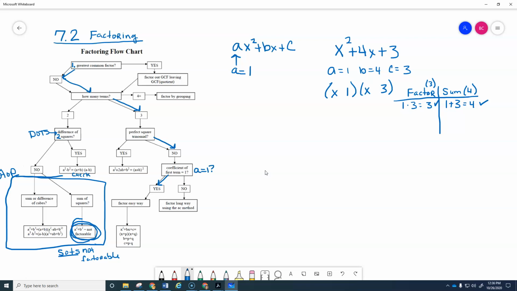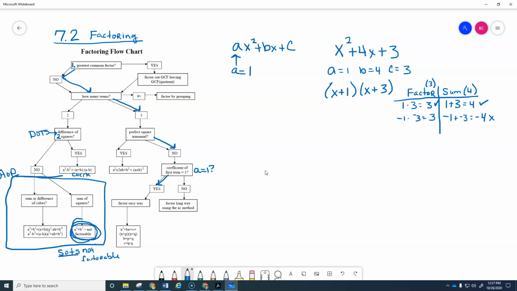But since this 3 right here is positive, we know that the only way to get a positive answer to a multiplication problem is that we multiply a positive times a positive, or a negative times a negative. So we could have also multiplied negative 1 times negative 3. That will also give me 3. But the sum of negative 1 and negative 3 would give me negative 4. I don't want the sum to be negative 4. I want the sum to be positive 4. So that means that the two numbers that I multiplied together have to be a positive 1 and a positive 3. So I've just factored that problem.